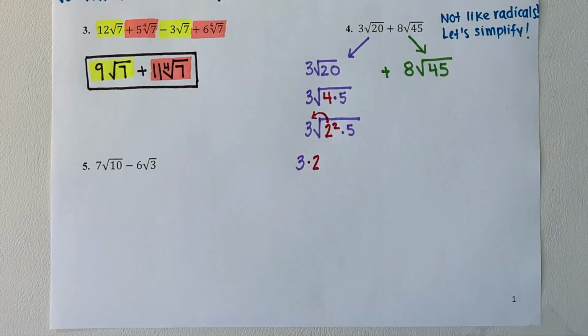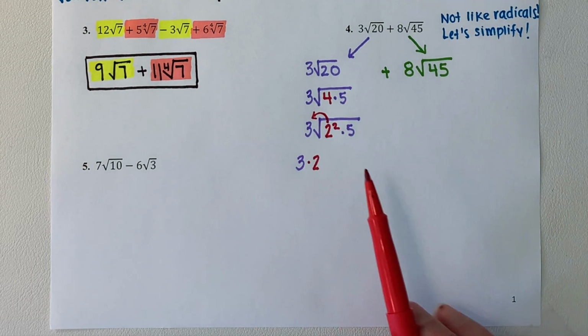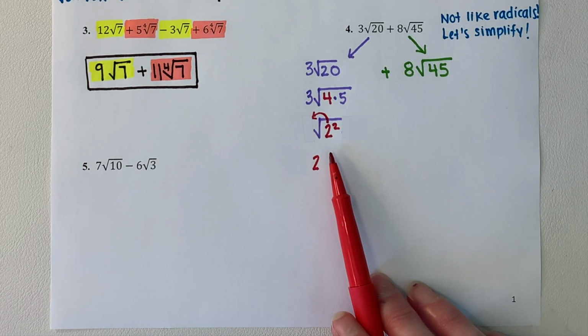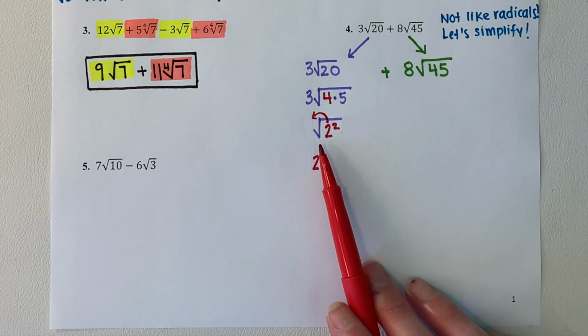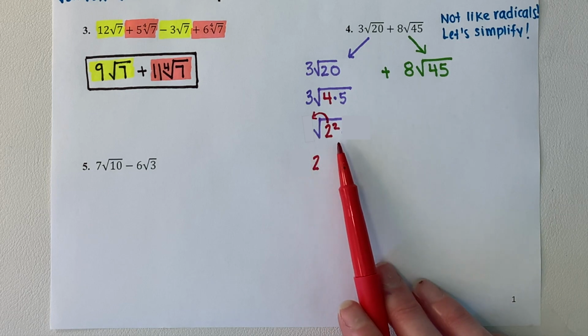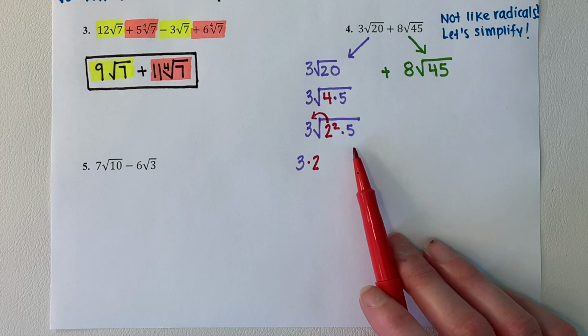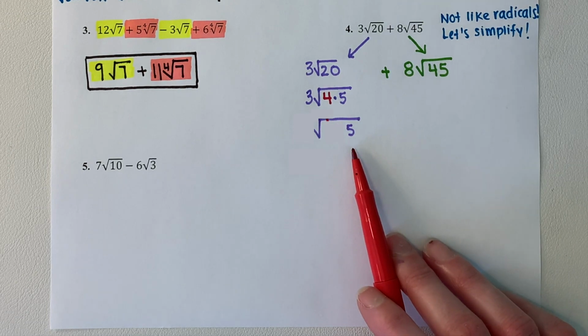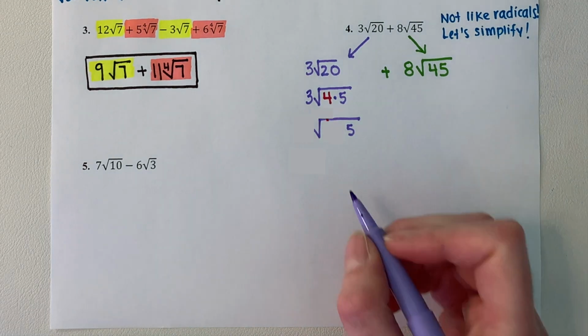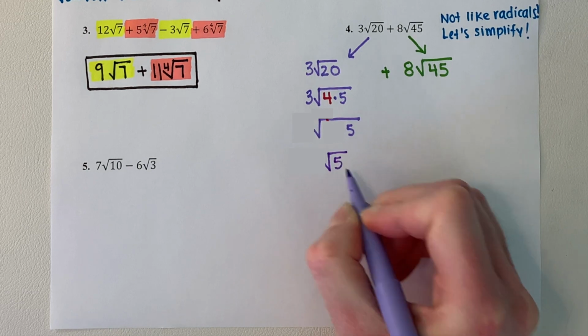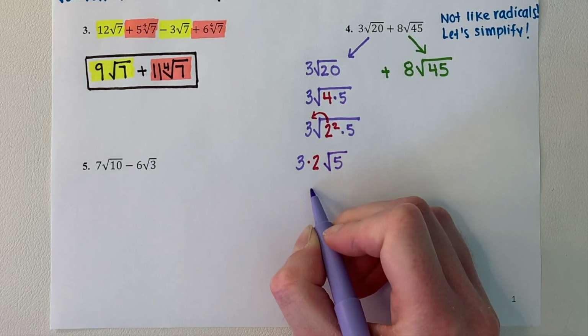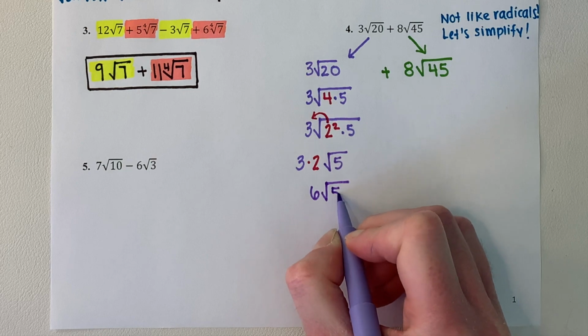Now, why can we pull the 2 out of the radical? Well, let's focus all of our attention on the square root of 2 squared. The square root and the square are inverse operations. So the square root on the 2 is canceled by the square on the 2, just leaving us with 2. Now let's focus all of our attention on the square root of 5. This 5 does not have a 2 for an exponent, so there's no square exponent to cancel the square root, so that means the 5 stays underneath the square root symbol. And we can simplify this by multiplying the 3 times the 2 to give us 6 square root of 5.